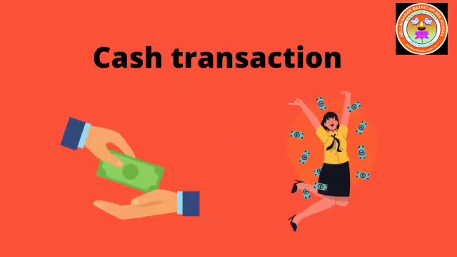Cash transaction. When immediate cash is involved in a transaction, it is called cash transaction. For example, goods are sold for cash rupees 5,000. In this case, cash rupees 5,000 comes into the business and goods worth rupees 5,000 go out of the business.